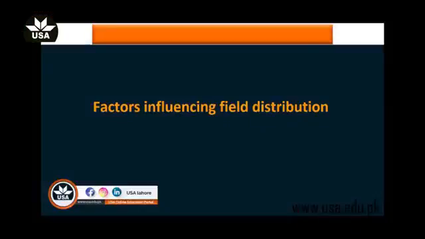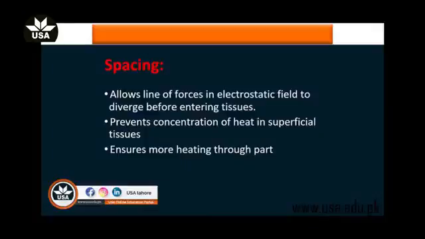Now I will explain the factors that influence the field distribution. There are basically three factors that we have to look for. We should understand how the spacing influences the field distribution, how the electrode size influences the field distribution, and how metals can distort the electrical field. We will be discussing every factor now.